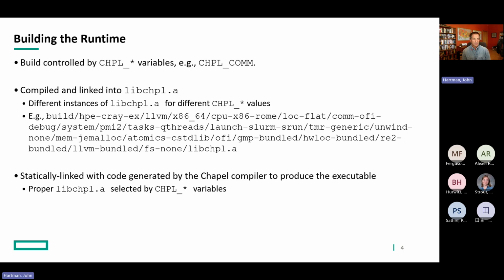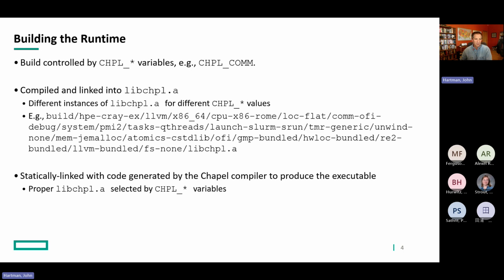The way the build system works for the runtime, you can support different instances of libchapel.a for different values of these CHPL_ variables. So for example, I can build the runtime with CHPL_COMM equals none if I don't want to support multi-locales, and I can also build it with CHPL_COMM equals, let's say, gasnet if I want to run on an InfiniBand machine. And that'll result in two different libchapel.a's.